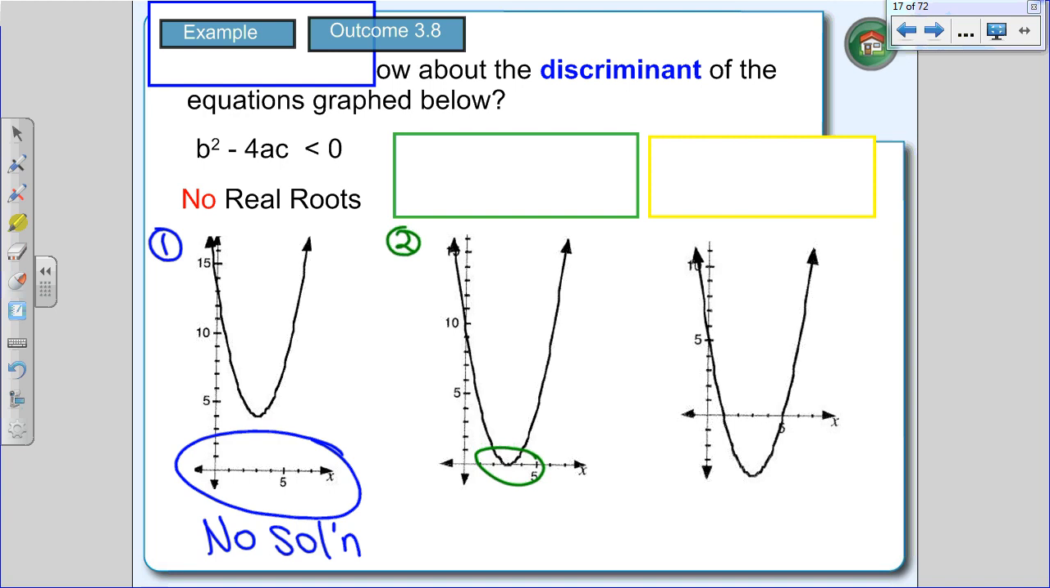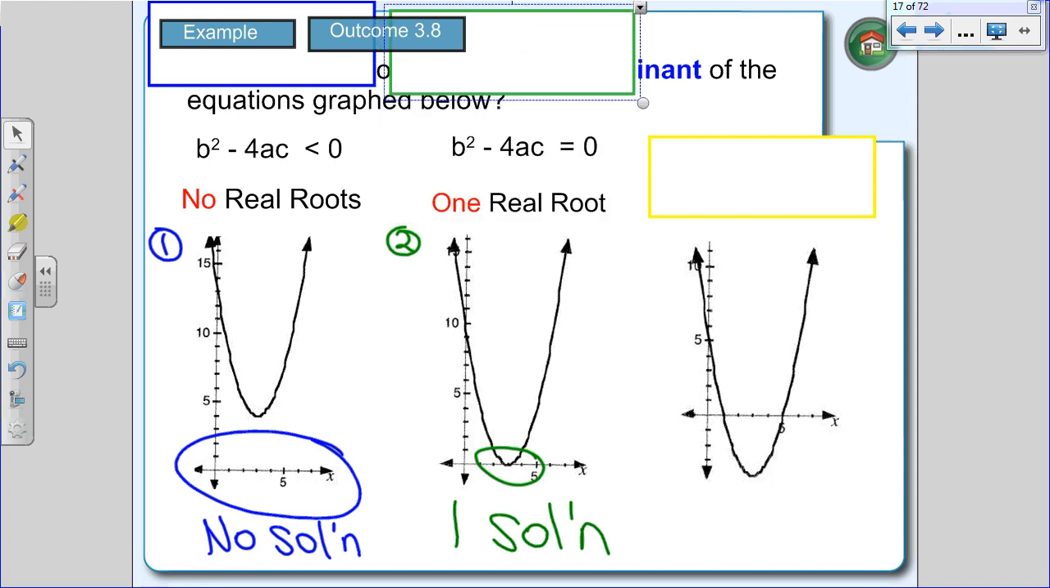If it's one solution, what does that tell us? The discriminant must equal 0. There's one solution, one x-intercept, one real root. The last one's probably getting pretty obvious now. How many solutions are there to the last one? 2, there's one there, there's one there. So if you have 2 solutions, what would your discriminant value be? Greater than 0.